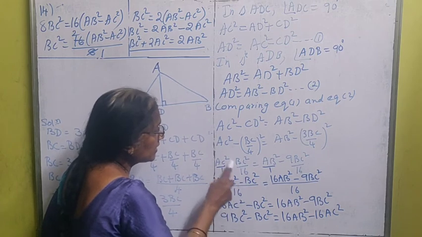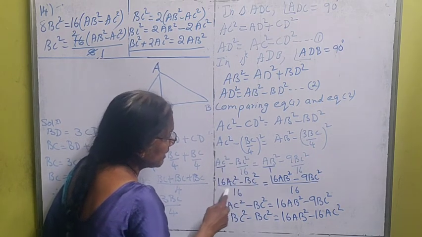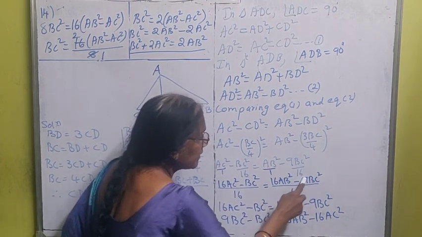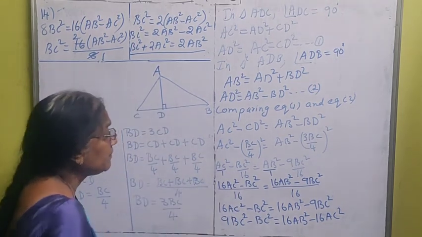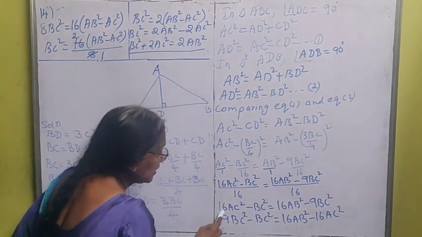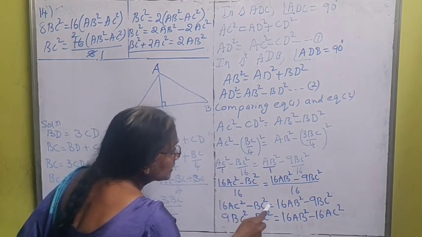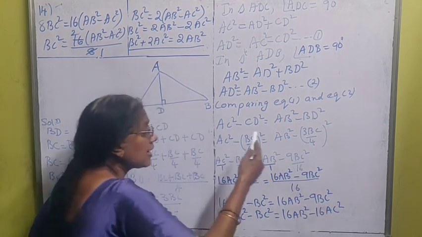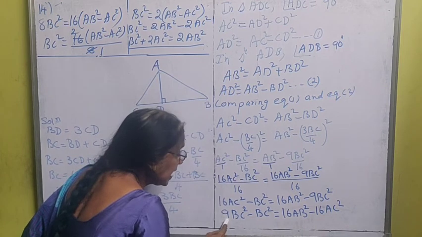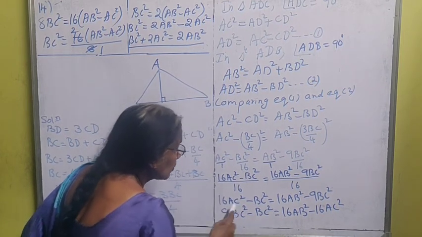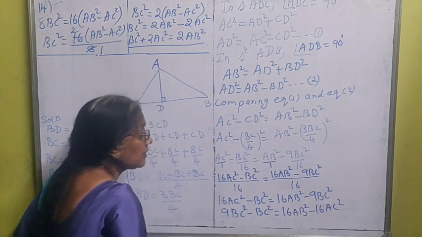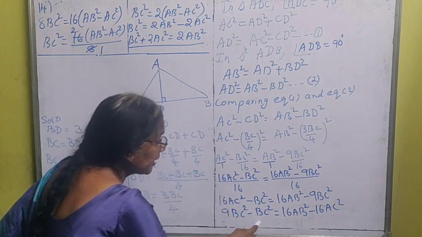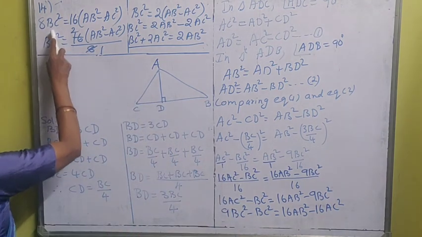So if I cross multiply, 16 AC square minus BC square divided by 16 is equal to the same thing I will get over here: 16 AB square minus 9 BC square by 16. When the equal sign is there and the same denominator is there, the denominator gets cancelled. So I can write it down, 16 AC square minus BC square is equal to 16 AB square minus 9 BC square. So minus 9 BC square I will bring on the left hand side, it will become plus 9 BC square minus BC square is equal to 16 AC square I will take on the right hand side, it will become minus. So 16 AB square minus 16 AC square. From 9 BC square if I subtract 1 BC square I will get 8 BC square.